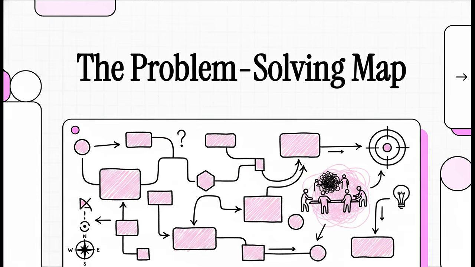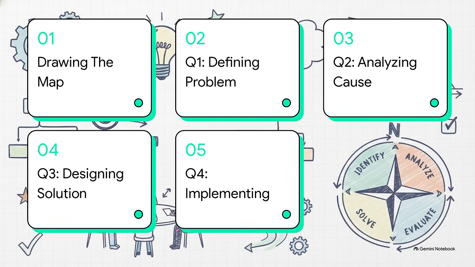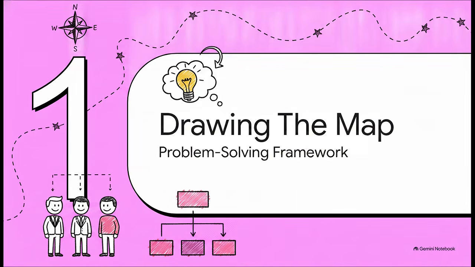Okay, let's dive into this. Here is our path for today. First, we'll draw the map, and then we'll traverse its four quadrants: defining the problem, analyzing the cause, designing the solution, and finally, implementing and verifying. Section 1. Drawing the map.